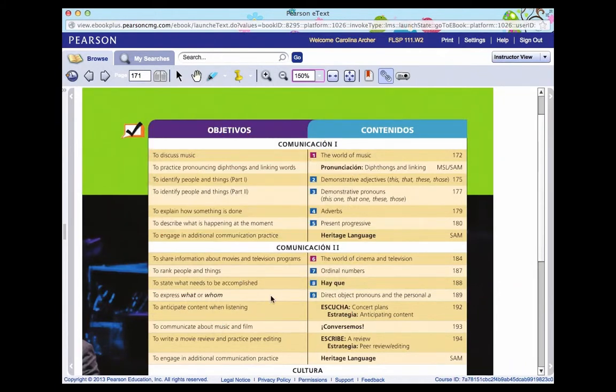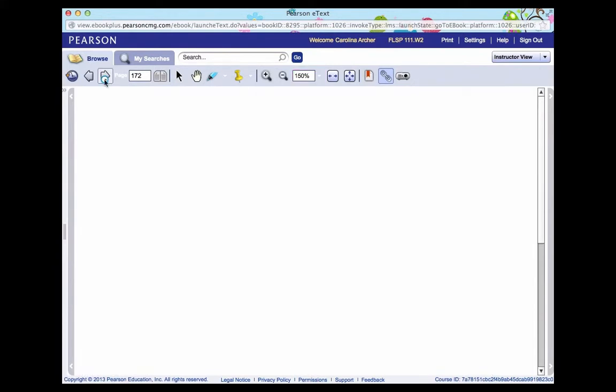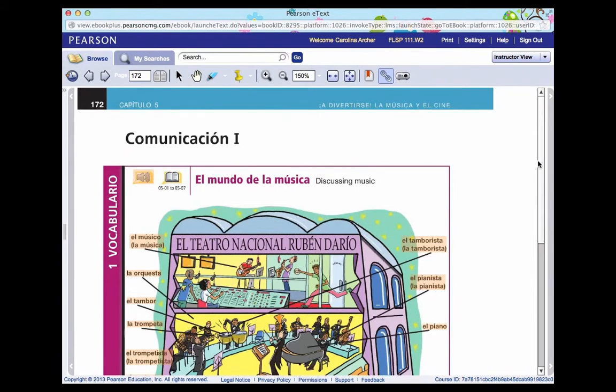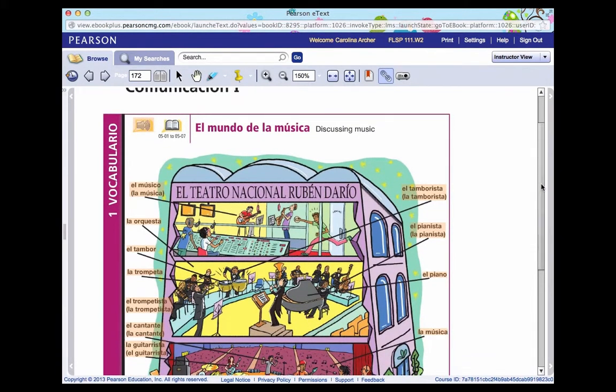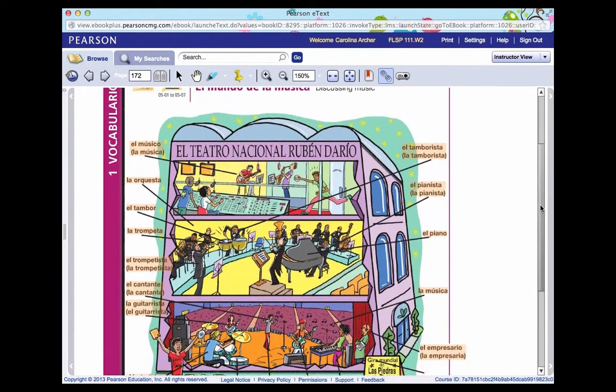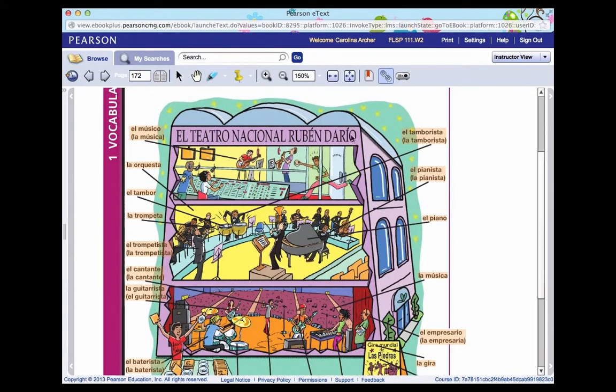And we are also going to look at direct object pronouns and the personal a that we learned a little bit about in chapter 4 to express what or whom. Okay, direct object pronouns. Okay, muy bien. So let's get started with the vocabulary, the first section of vocabulary, comunicación 1, el mundo de la música. We're going to discuss music, and here we have vocabulary.